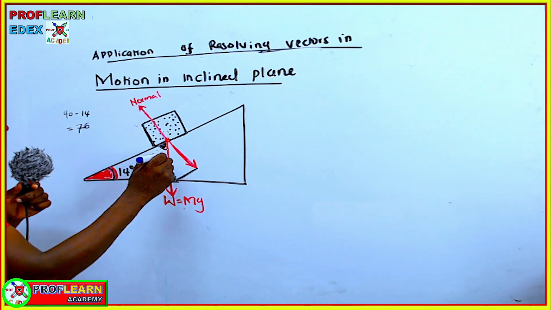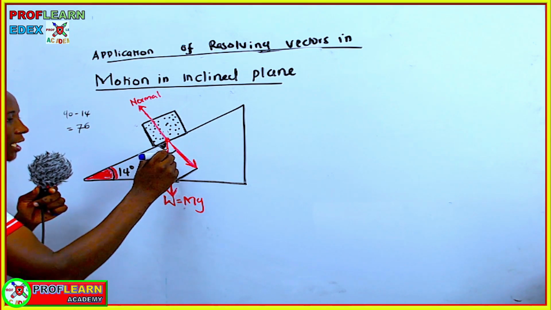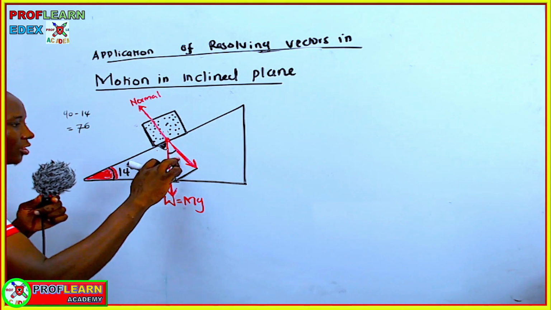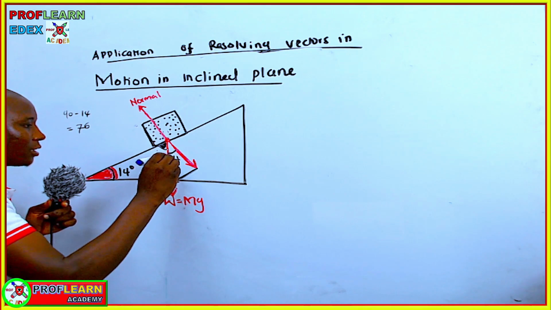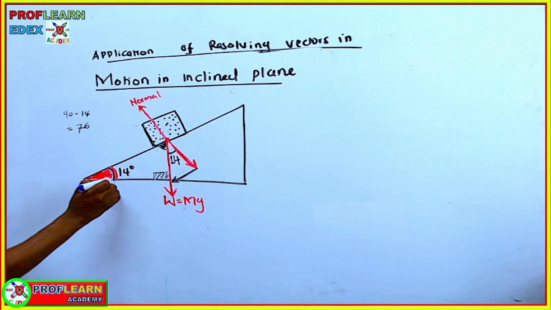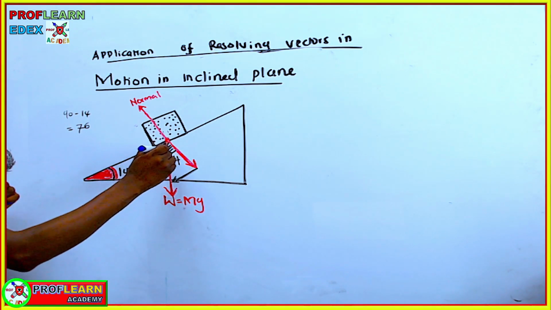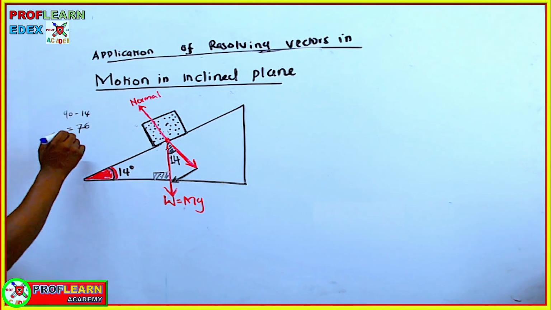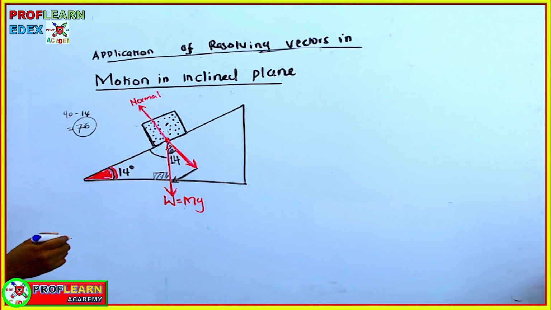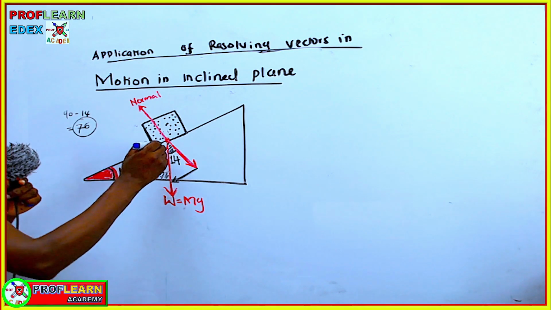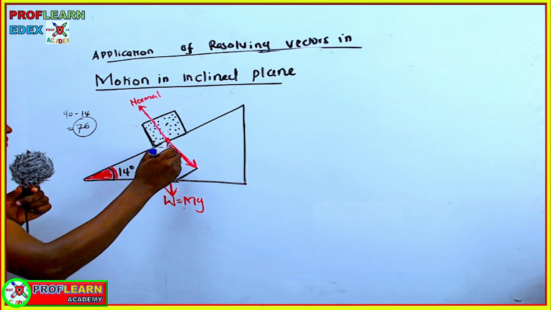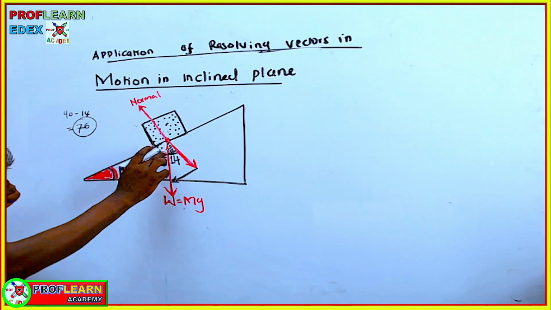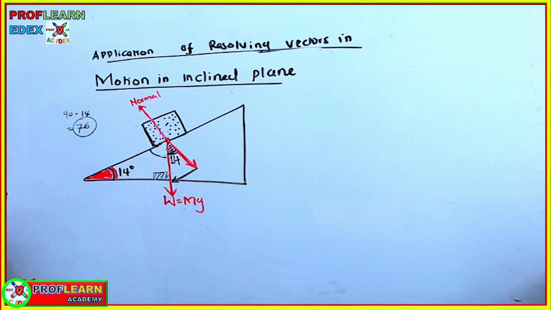So this is 76. Therefore, this angle is also 14 degrees at this given point. If this angle is 14, this angle here is also going to be 14. The reason is, if this is 76, then the whole of this angle is 90 here. It means the section remaining on the other end is going to be 14.